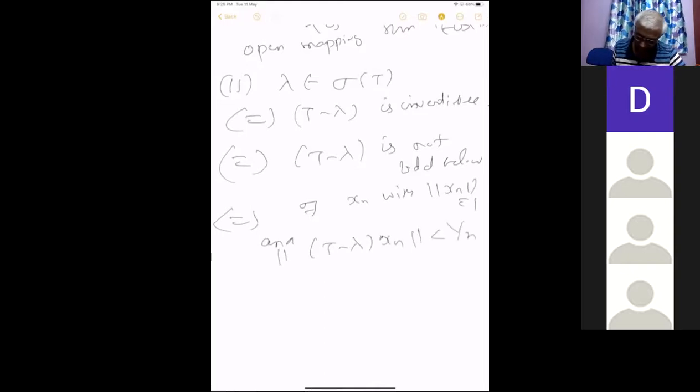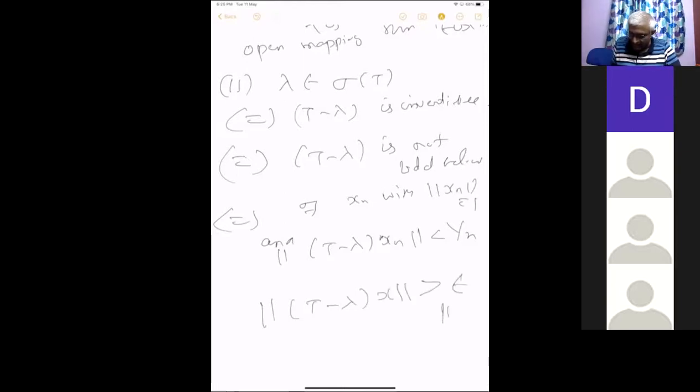So you can choose x_n such that norm of (T minus lambda) x_n is less than 1 by n. It's not bounded below. So you have a sequence such that (T minus lambda) x_n goes to 0. That's what it means by not bounded below. You cannot have an epsilon where norm of (T minus lambda) x is greater than epsilon.